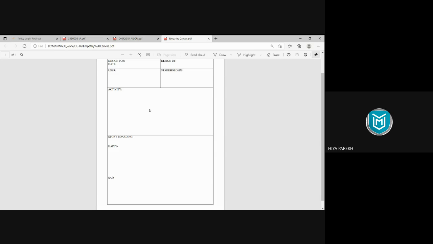Okay. Any other questions from any students? So your task for today's lab is to complete your AEIOU sheet and your empathy canvas, and then the discussion about the logbook. All of you have made your logbook, and is it here presently with you?